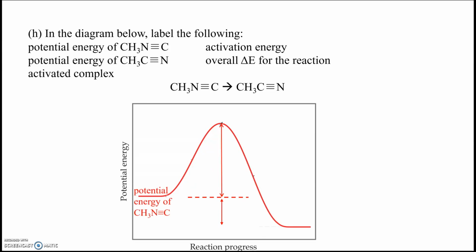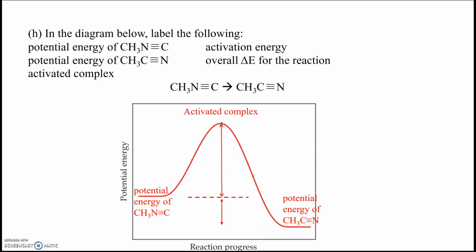All right, so we can clearly see the potential energy of the starting material, the reactants, is right here on the left. It's the potential energy of CH3NC. And then over on the right is going to be the potential energy of the products, CH3CN. Then we have to take a look at what the rest of the picture is telling us.